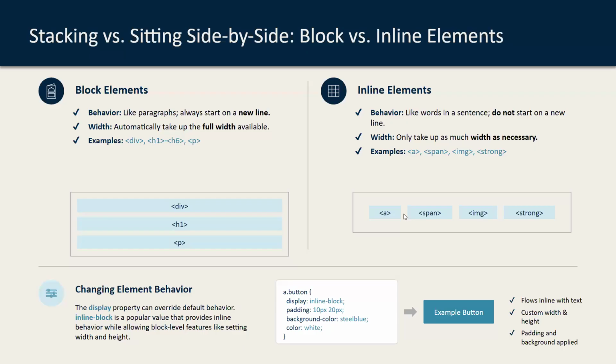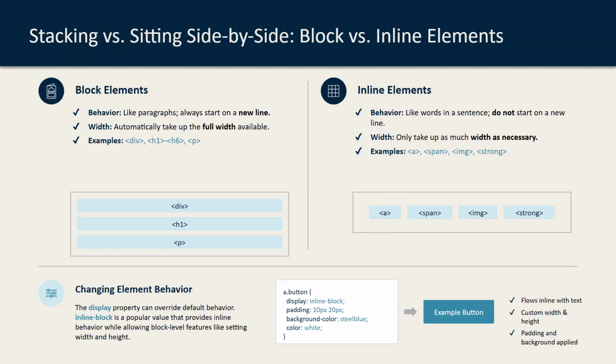Inline elements are more like words in a sentence. They do not start on a new line and they only take up as much width as they need. Common examples include the anchor tag, the span tag, the image tag, and the strong tag.